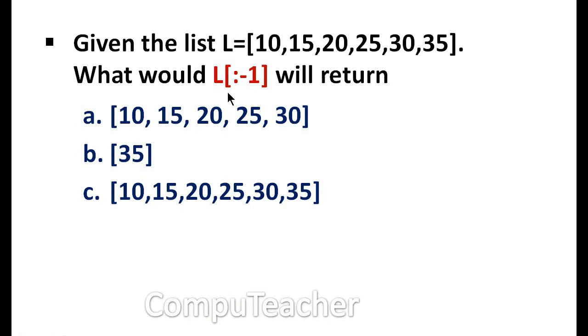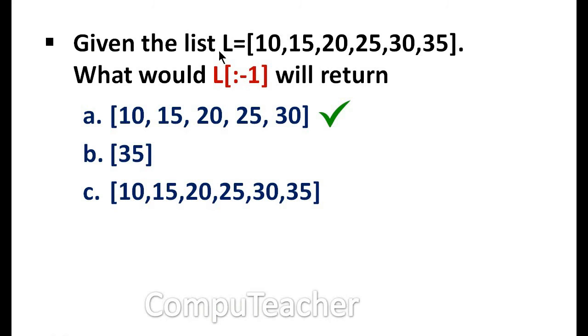Next one, L equal to same list. Slicing is L colon minus 1. What is the start value here? Not specified. What about the stop value? Stop value is minus 1. See, it is the stop value, not the step value. Then what about the step value? Not given. What will be the output? See, it is option A. Here the step value is 1. That is the default value.